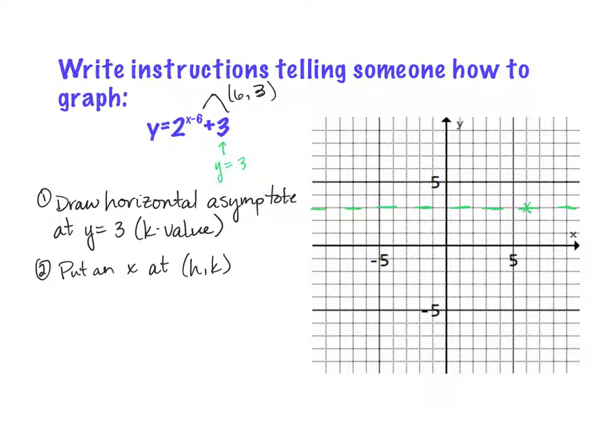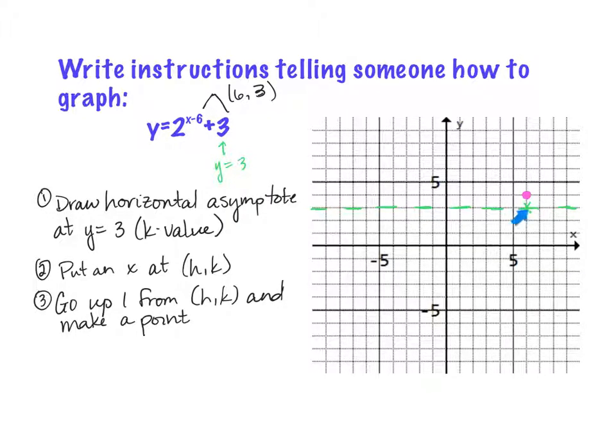The next thing I'm going to do is go from my locator point. That used to be the 0, 0, and I'm going to go up 1 because there's always a point 1 up from that locator point. That's my first very important thing to put on my graph, other than my asymptote. So next, I'm going to go back to my locator point, and I'm going to go right 1, and then I'm going to go up whatever the base is. And I'm going to make a point. So this is a base of 2, I'm going to go up 2.